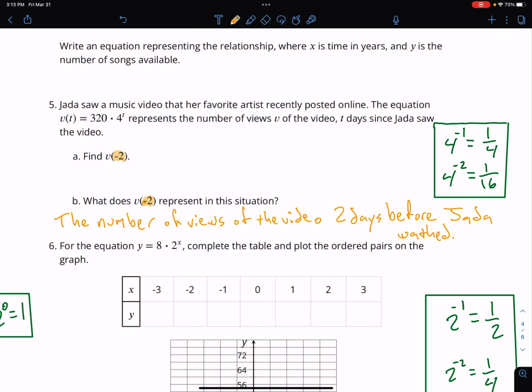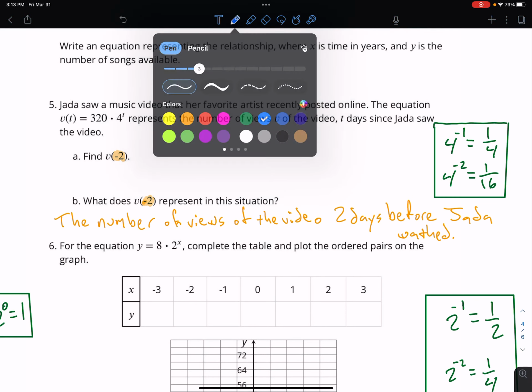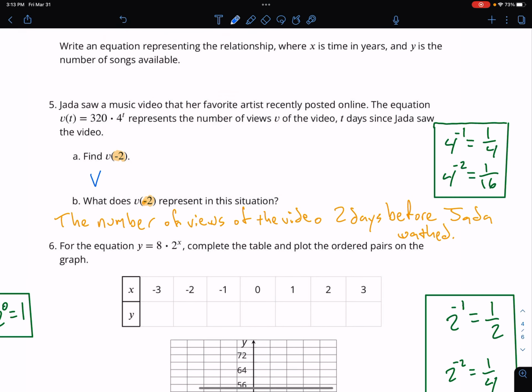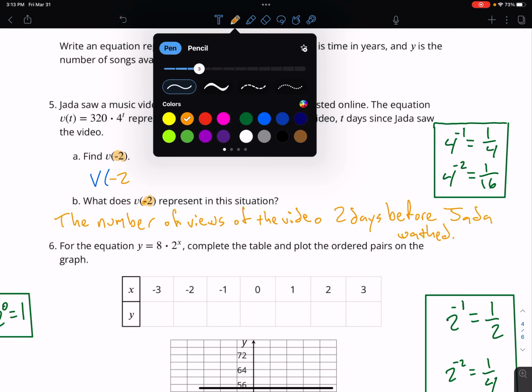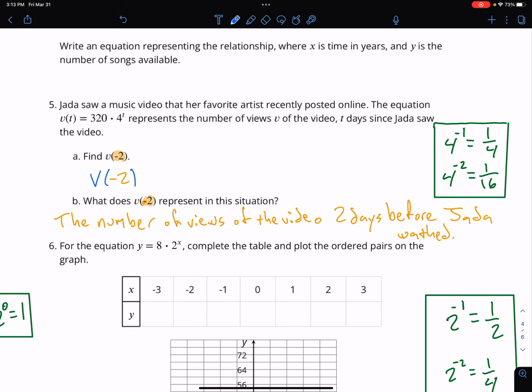So how are we going to plug this -2 in? V of -2. Let's write the formula down here. We got V, and instead of T for time, I've got -2, 2 days before Jada watched the video, equals the 320. The 320 people had seen the video the day that Jada watched the video. And the views are quadrupling every day that goes by. So where do we put that -2? We're going to plug it in for T right up here.